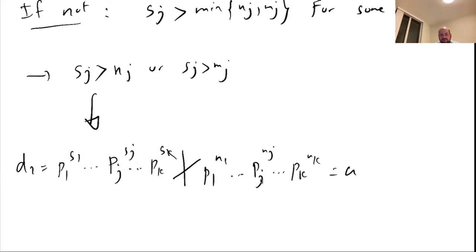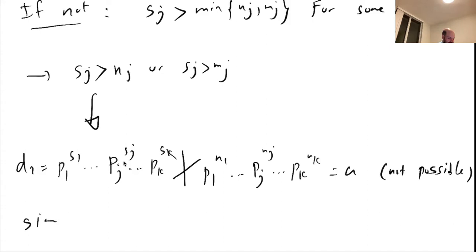So this cannot be a factor of this. For example, 5 to power 3 cannot be a factor of 5 to power 2. 5 to power 2 is a factor of 5 to power 3, but 5 to power 3 cannot be a factor of 5 to power 2. So this is not possible because remember we were assuming that D2 divides both A and B, is a common divisor of A and B.